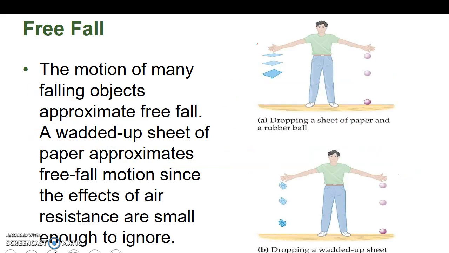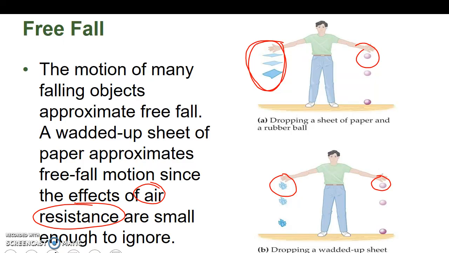So, example here, a sheet of paper and a rubber ball. You can see that the rubber ball drops faster because the sheet of paper has more air resistance. But if we wad up the sheet of paper and drop it with the ball, they'll be a lot closer to each other. So if we negate air resistance, all things will fall with the same acceleration.